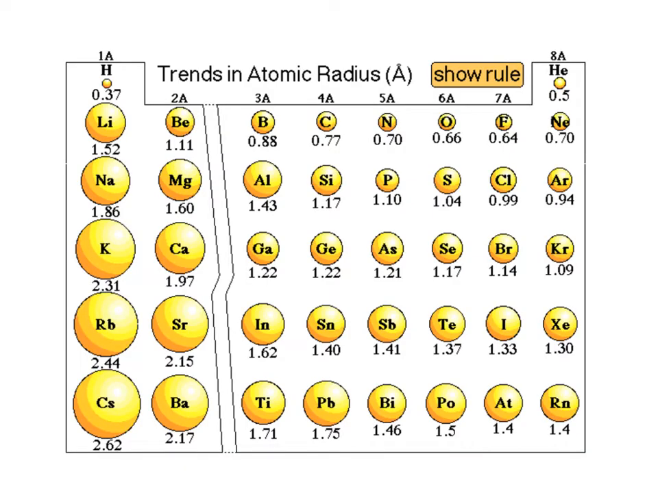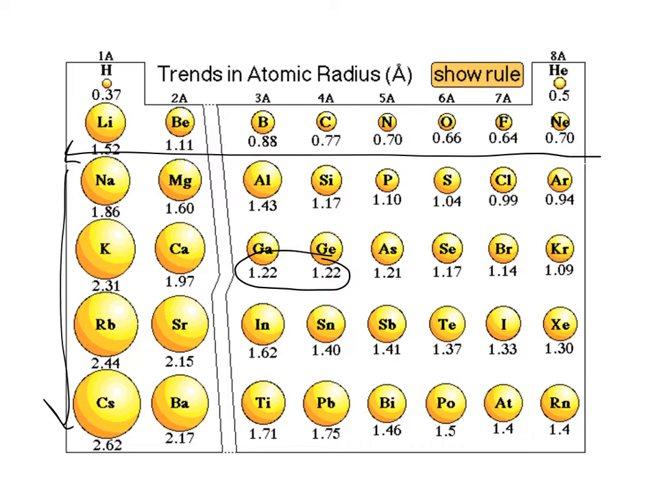Here's a great graphic showing that. Now, it's not perfect. Obviously, going from left to right and getting smaller doesn't always work out. But for the most part, the trend is you get bigger as you go to the left and as you go down. And check out the size of cesium. Pretty big.